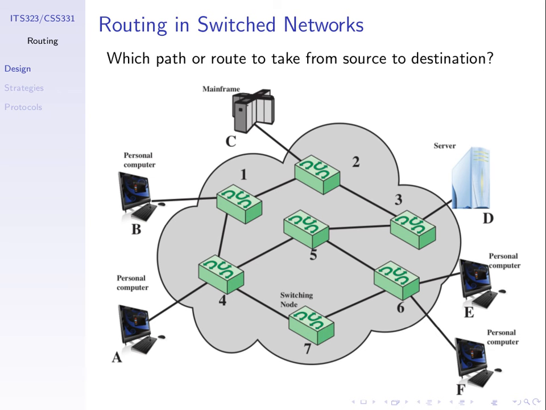If there's an error at node 7, find a different path. Or if node 2 is working but is slower than we expected, then maybe find a different path.